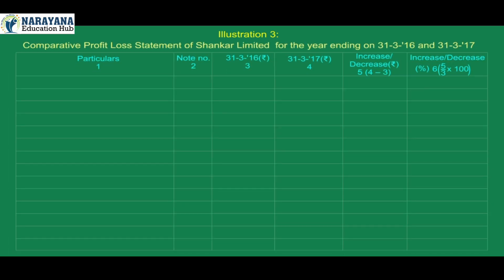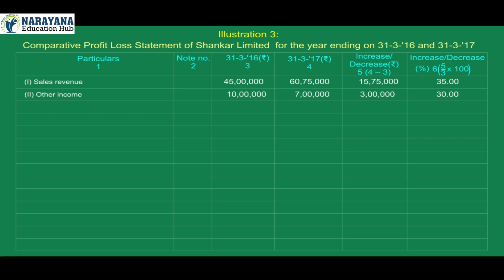Comparative profit and loss statement of Shankar Limited for the year ending on 31st March 2016 and 31st March 2017. Columns: 1. Particulars, 2. Note number, 3. 31st March 2016, 4. 31st March 2017, 5. Increase or decrease, in bracket 4 minus 3, 6. Increase or decrease in percentage, in bracket 5 divided by 3 into 100. 1. Sales revenue 45 lakh, 60 lakh 75,000, 15 lakh 75,000, 35%. 2. Other income 10 lakh, 7 lakh, 3 lakh, 30%.